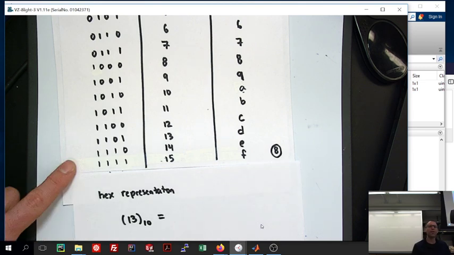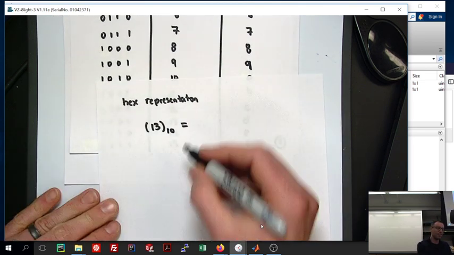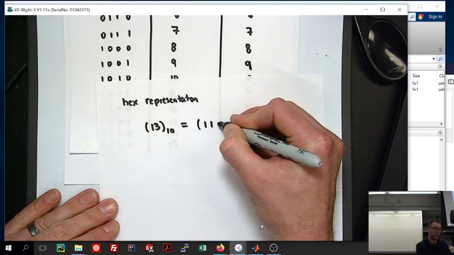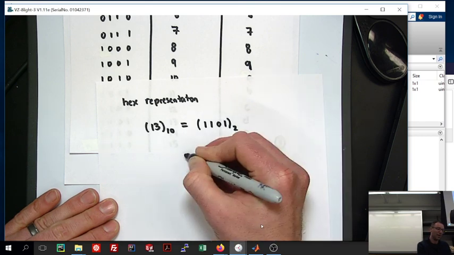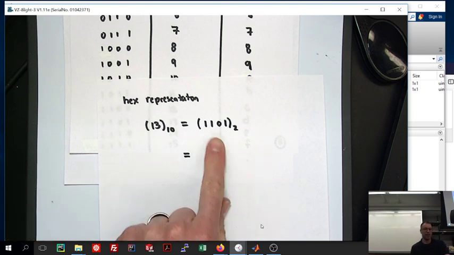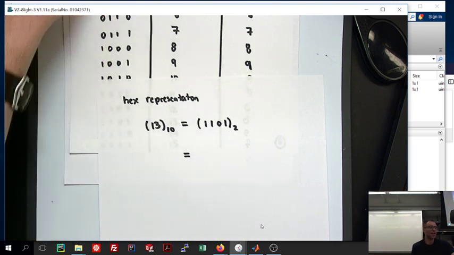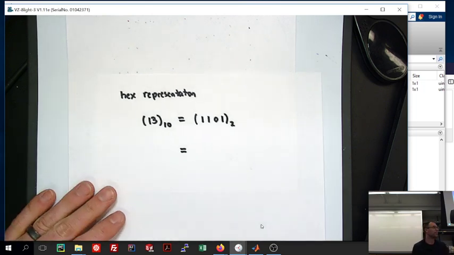Well, let's think about what the representation of 13 in binary was. I guess it was 1101, right? What if I have an 8-bit binary number? How many bits is this? 4-bit, right? What would I do to maintain the same value with 8 bits?